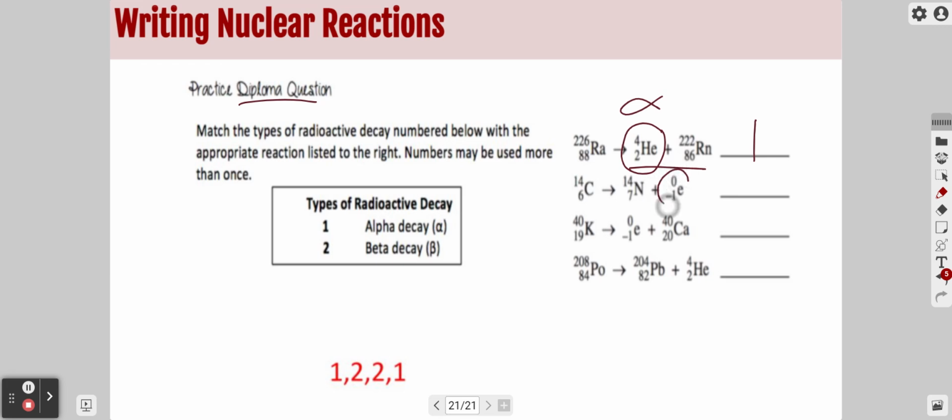Here we have a beta particle that's formed. So an electron is a beta particle. Here's another beta particle being formed. So a beta decay, and then here's another alpha particle being formed as a product, so that is alpha decay.